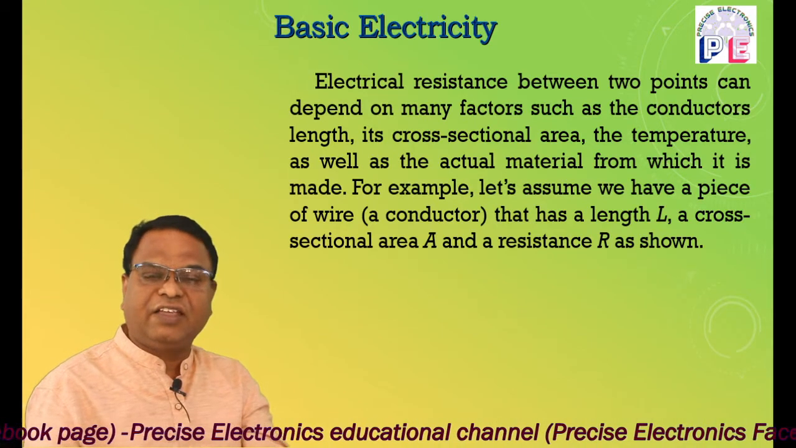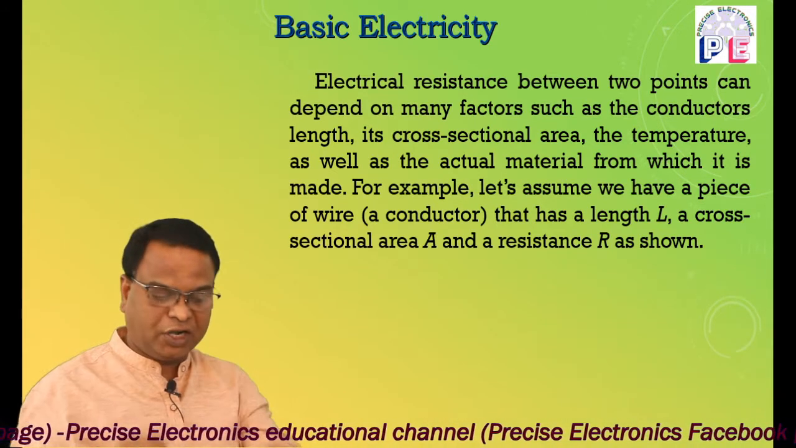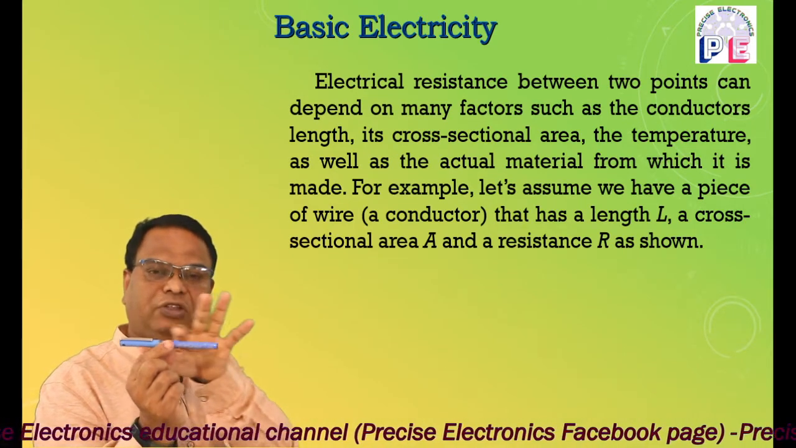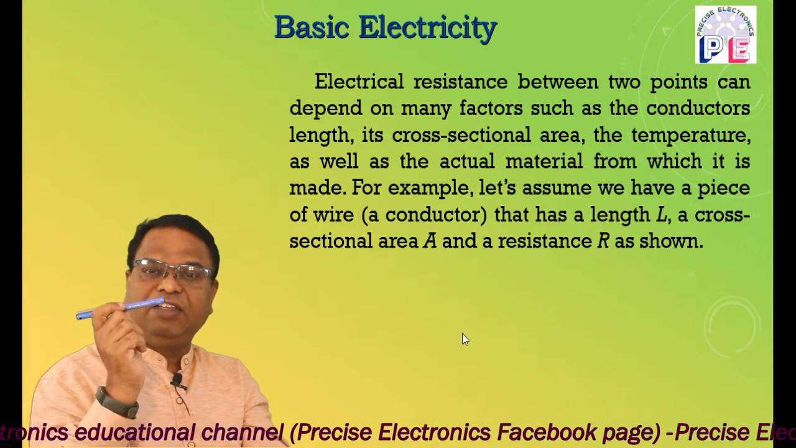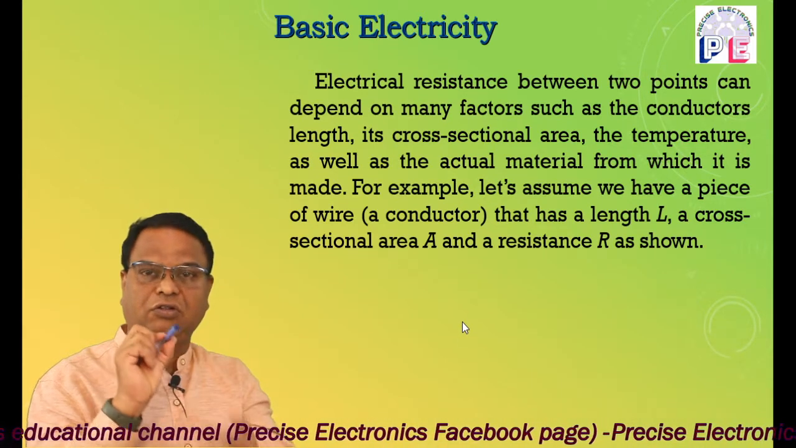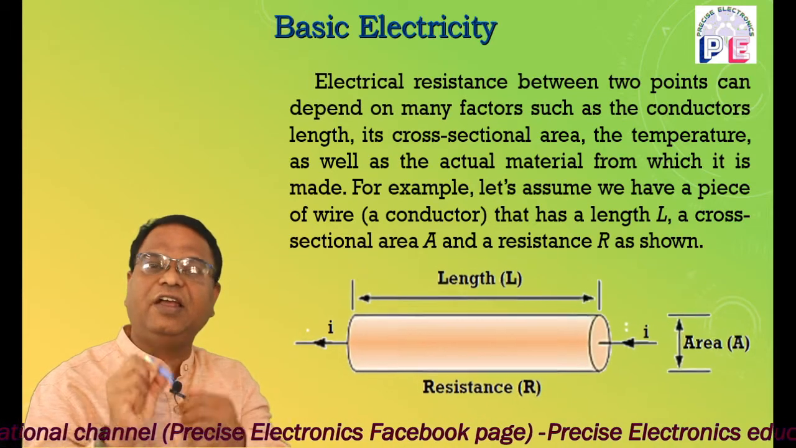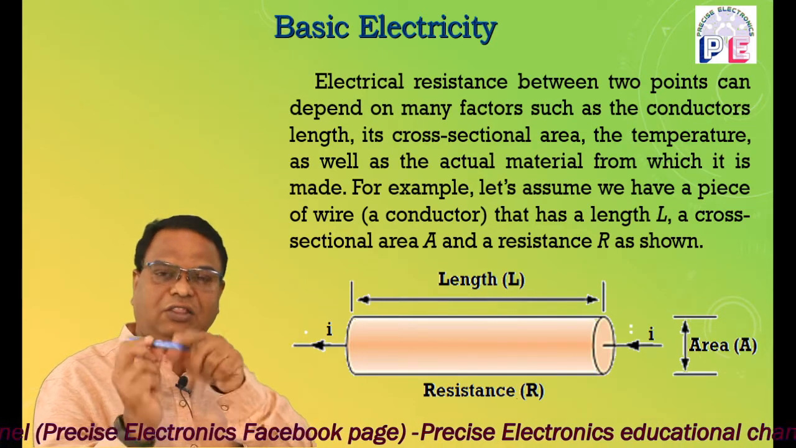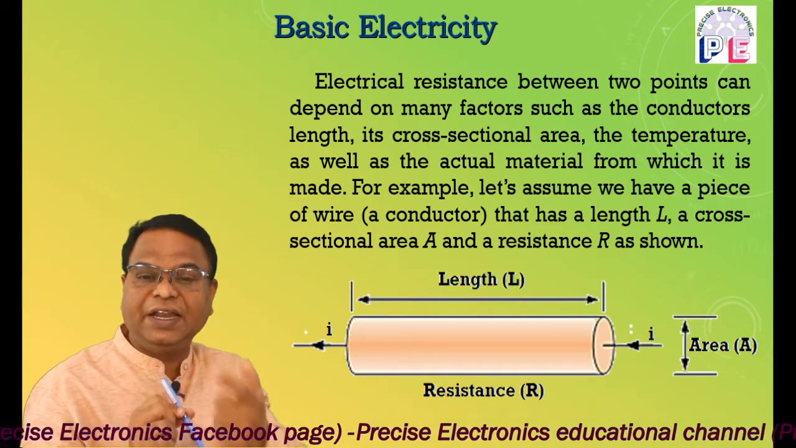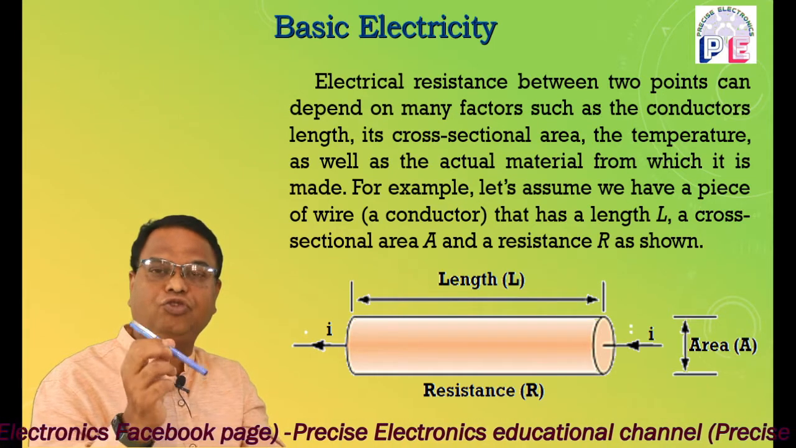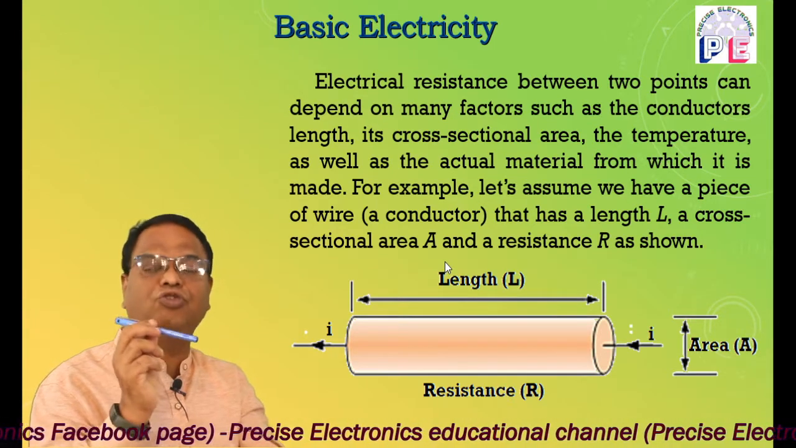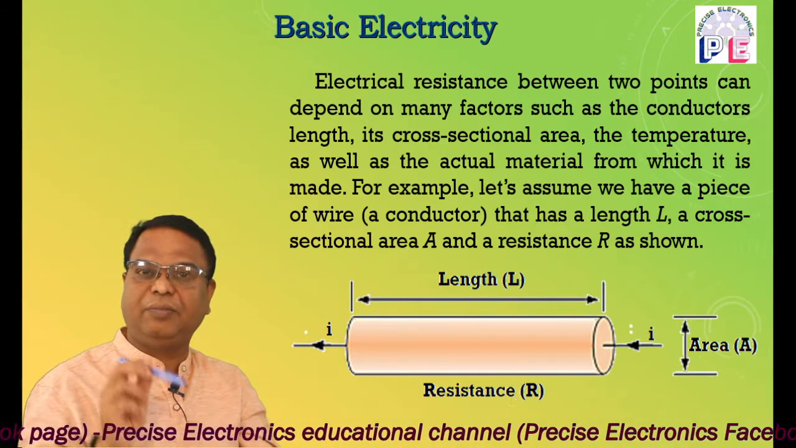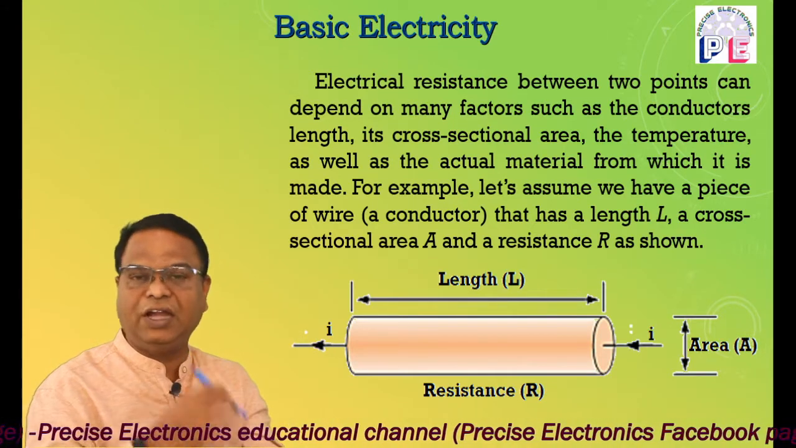The electrical resistance between two points can depend on many factors. The factors are the length of the conductor. Suppose this is a conductor, then the resistance will depend upon the length of the conductor. Then it depends upon the cross-sectional area. Then the material which is used to manufacture that conductor, that wire, and physical parameters such as temperature, intensity of light, pressure, etc.